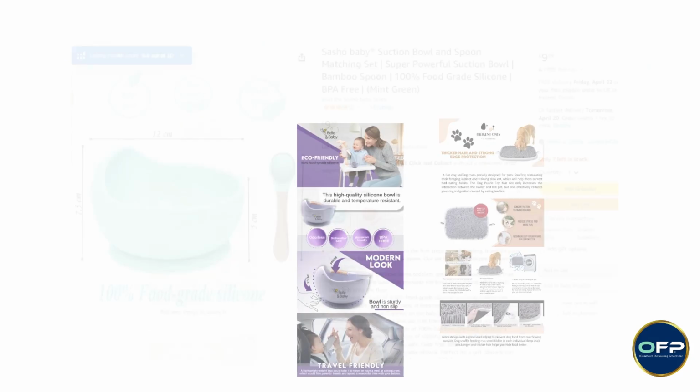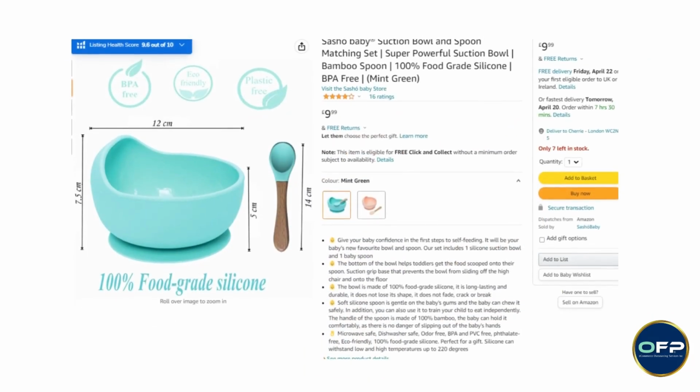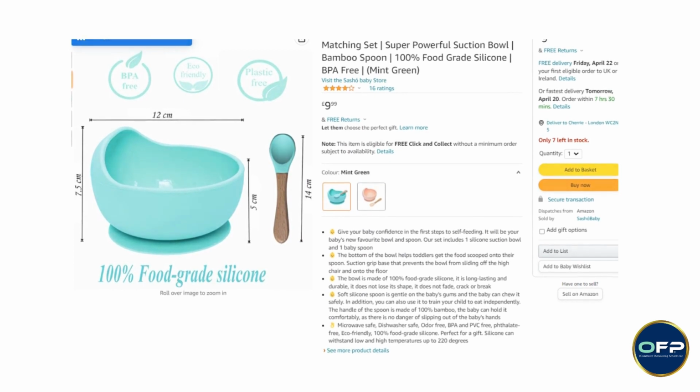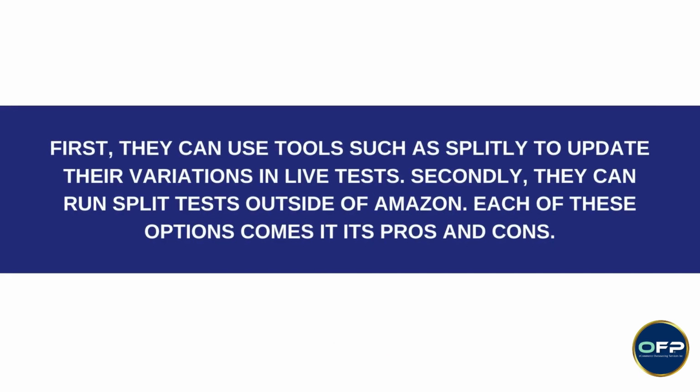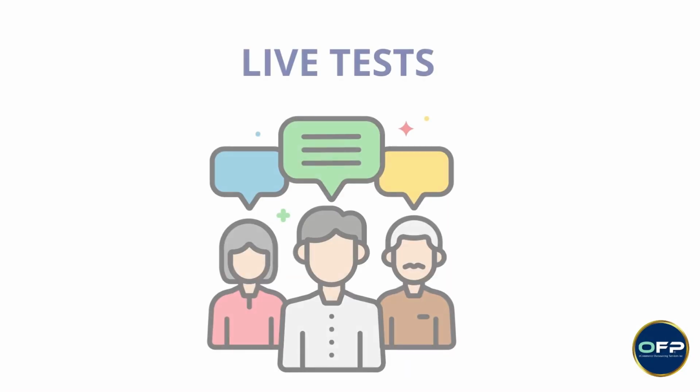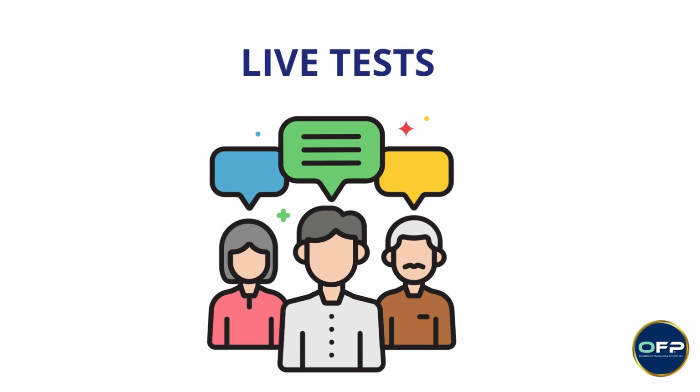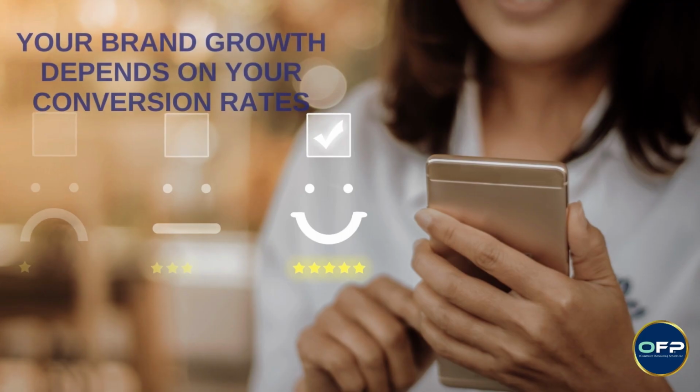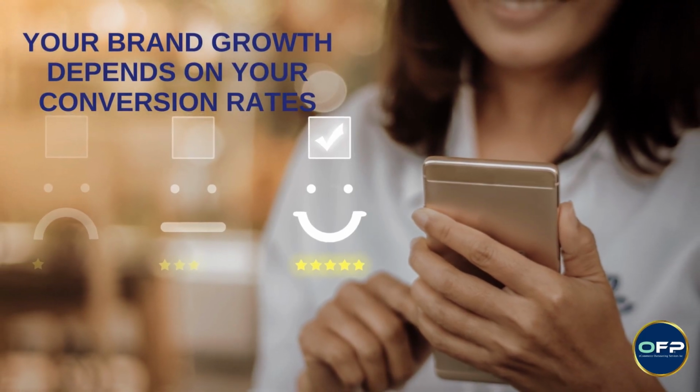There are two ways Amazon sellers can split test their listings. First, they can use tools such as Splitly to update their variations in live tests. Secondly, they can run split tests outside of Amazon. Each of these options comes with its pros and cons. The best thing about live tests is that the data comes from real shoppers on Amazon. Hence it's more reliable in the long run. Your brand growth depends on your conversion rates.